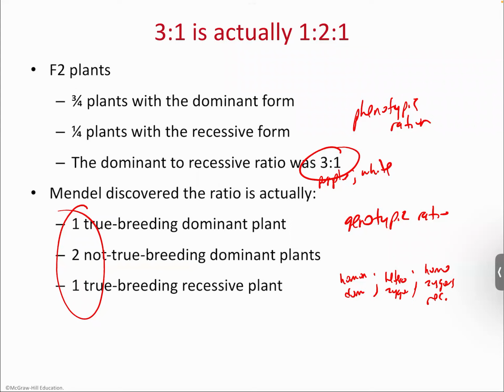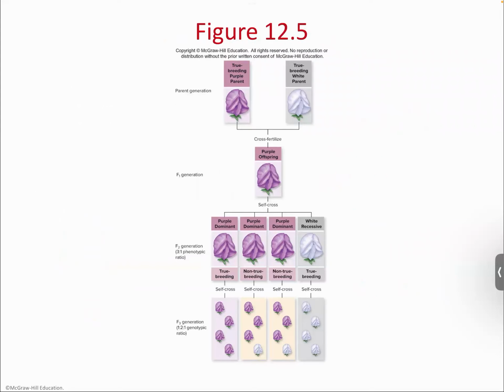Let's take a look at this here for a second. So this is what he did, right? So here's his parental generation. Took a true breeder for purple, crossed it to a true breeder for white. Then he got his F1 generation, which was all purple. And then he got his 3 to 1. So here's your 3 to 1 phenotypic ratio. But he didn't stop there. He went to an F3.